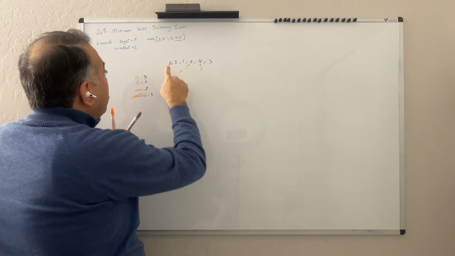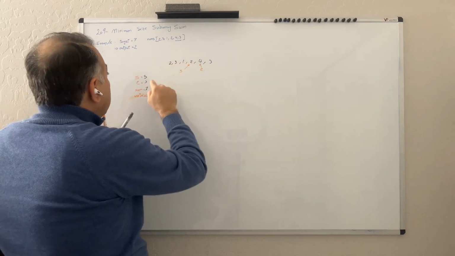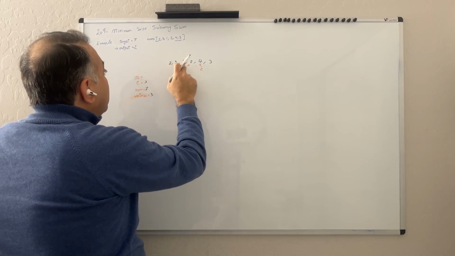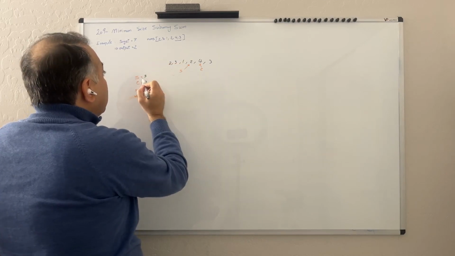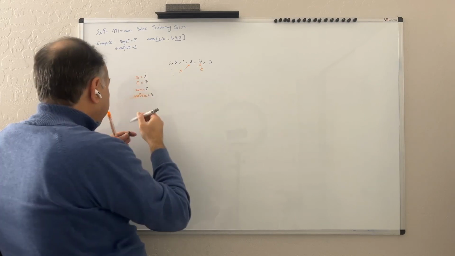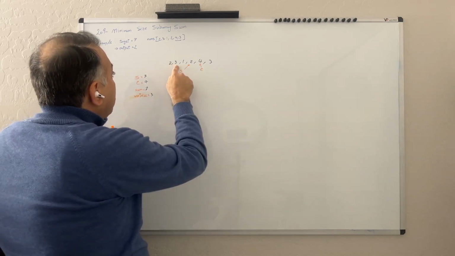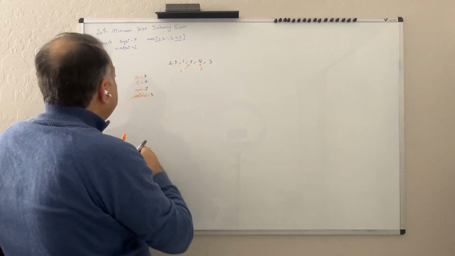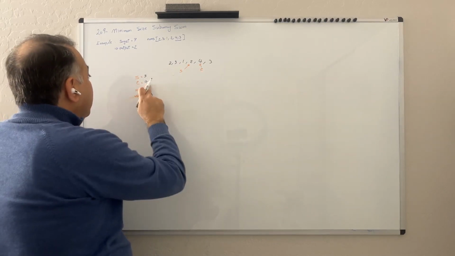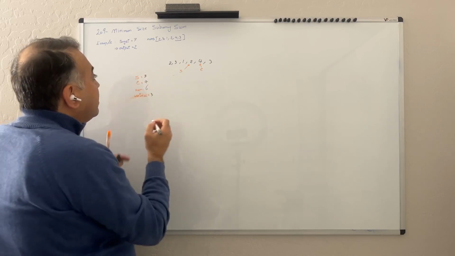0, 1, 2, 3. Oh, I made a mistake, sorry. 0, 1, 2, 3. I move it to the 3 and end is moved to point to 4. 0, 1, 2, 3, 4. Yes. So right now, what's the sum? The sum is equal to 6.